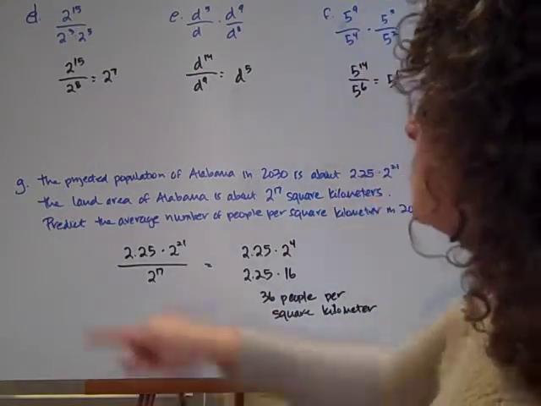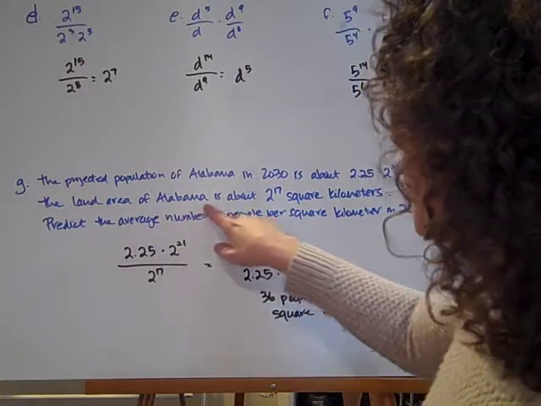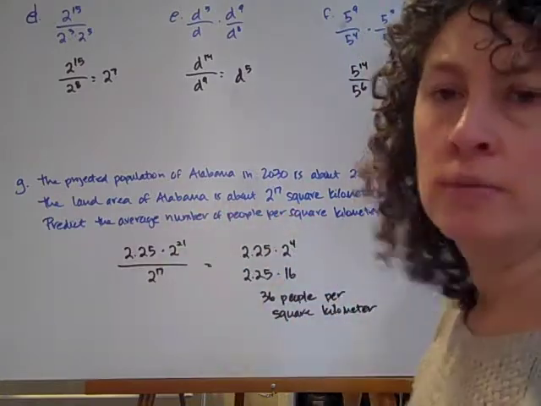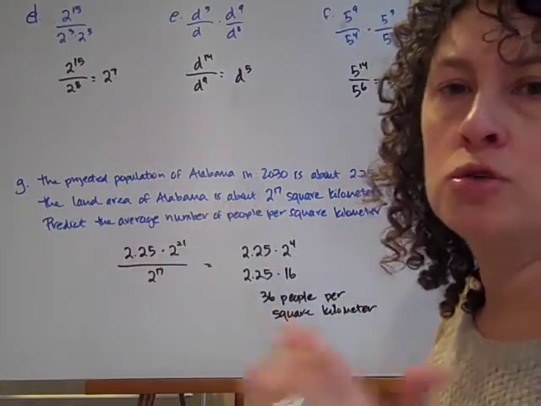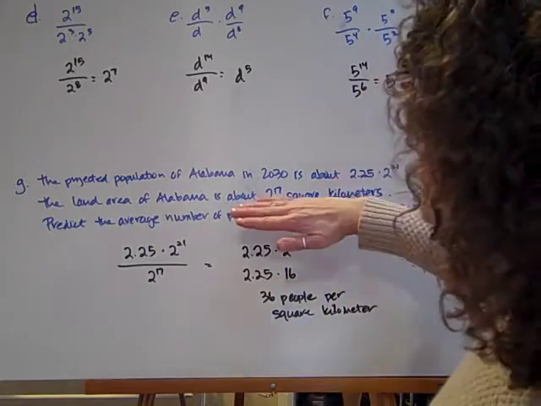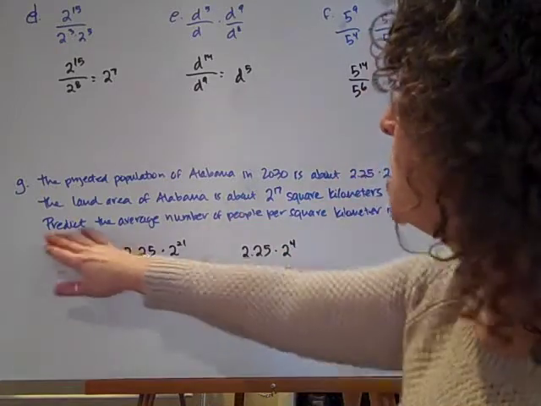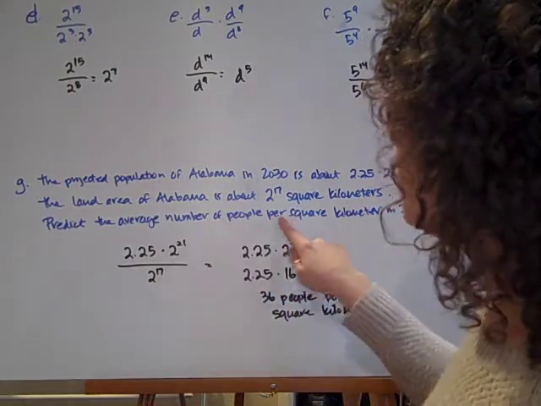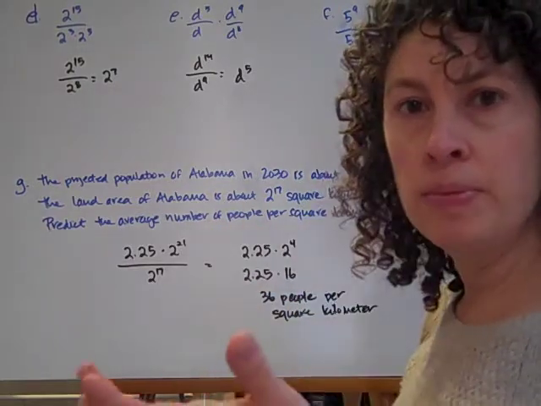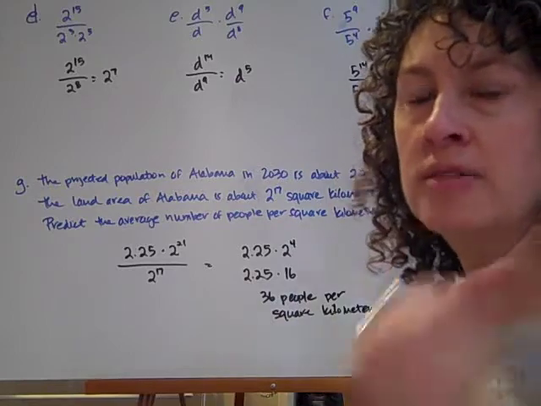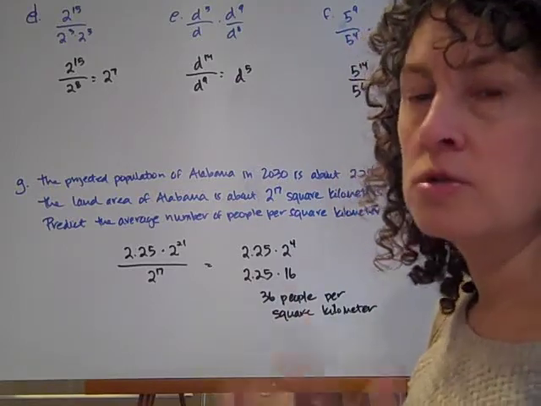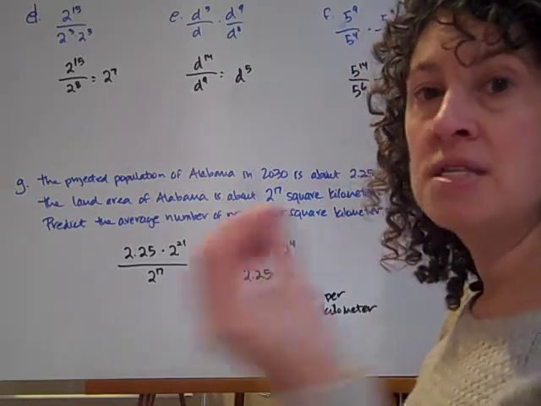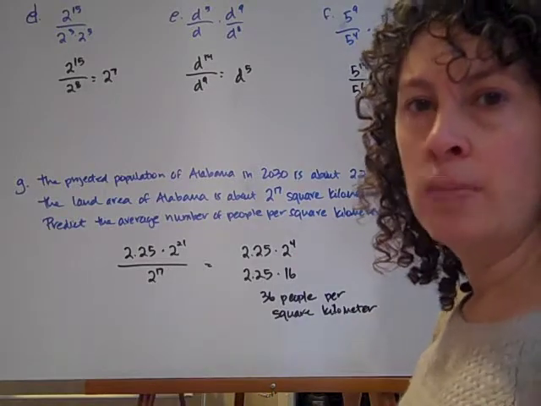So it's about 1,000. The land area of Alabama is about 2 square kilometers. So let's say the whole of Alabama is 2 square kilometers. I've got 1,000 people. They're going to live in 2 square kilometers. Predict the average number of people per square kilometer. So I want people per kilometer. So I need to do how many people there are divided by the number of kilometers that there are. So that's my plan. My plan is take how many people, divide it by how many kilometers there are.